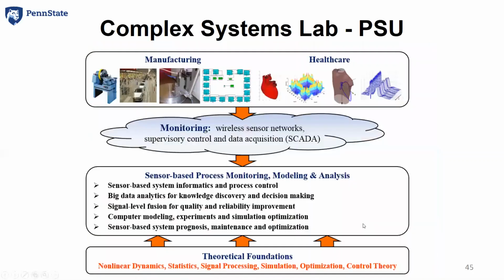Now let me introduce my lab. My lab's name is Complex System Monitoring, Modeling, and Control Lab at Penn State. Our applications focus on manufacturing and healthcare. Those are simulation models we developed for the heart, and also simulation models we developed for General Motors automotive production lines. These are all previous works.